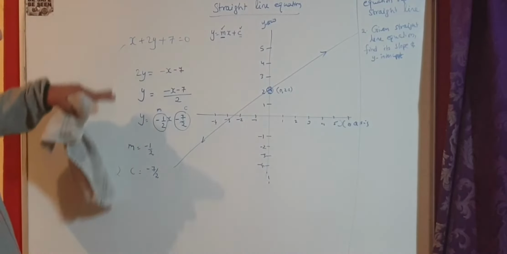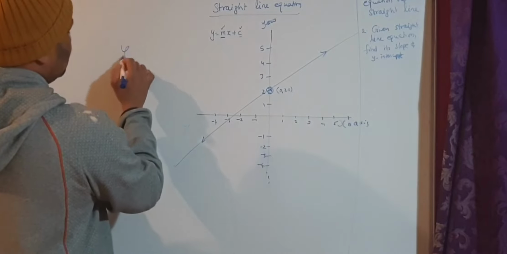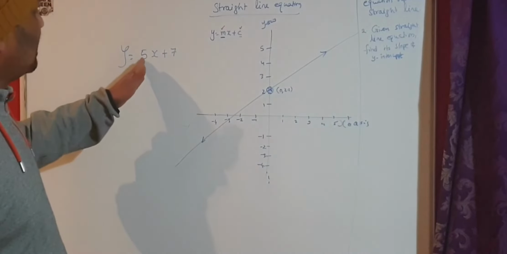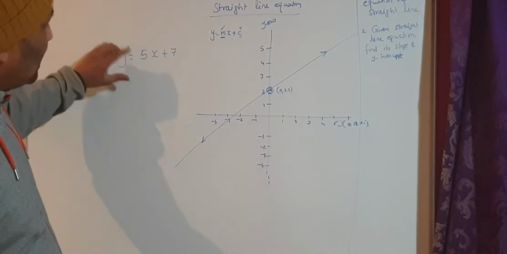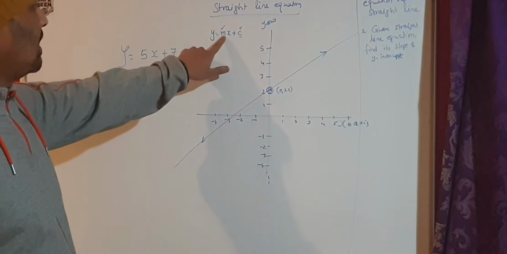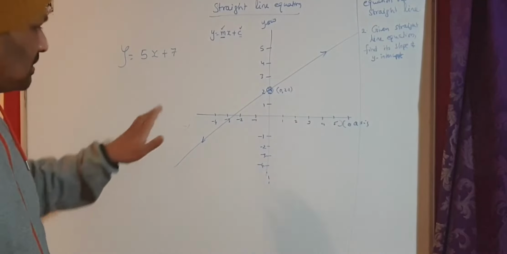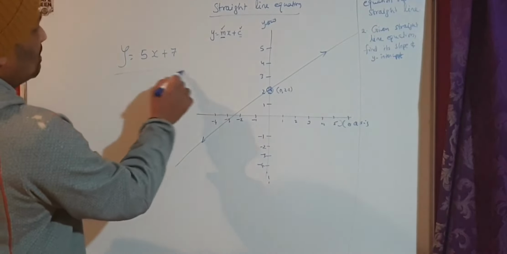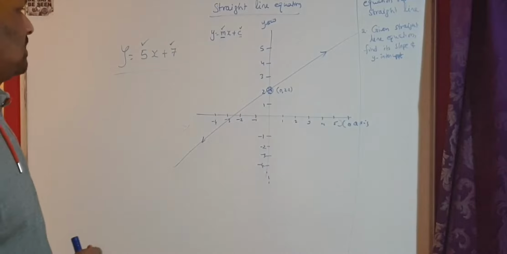Say an equation is already given, for example, y is equal to 5x plus 7. If an equation is given in this format, you can straight away tell the slope of the straight line is 5, because y matches here, m corresponds to 5, x corresponds to x, and c corresponds to 7. The slope is 5 and the y-intercept is 7. So you can straight away tell this is my slope and this is the point at which it meets the y-axis.